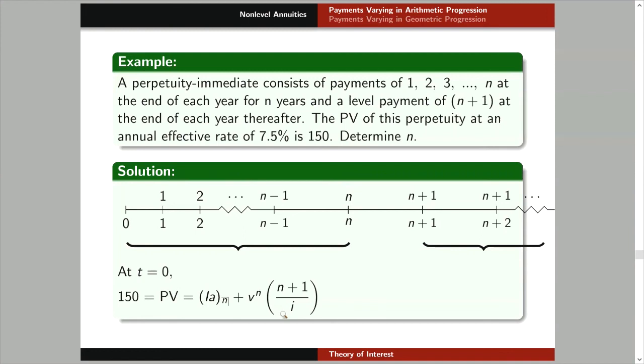Solving for n, you're going to solve for this value. So n is approximately 20 years. Please make sure that you can show that n is really approximately 20 years, because it's a good exercise.